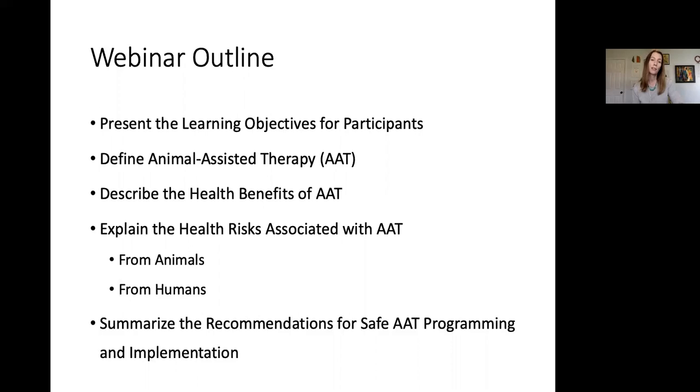And then on the flip side, the other side of the coin, we are going to talk about some of the health risks that can be associated with animal-assisted therapy for both humans and animals, and some of the directional risks that could become a problem. At the end, we're going to go through some of the recommendations that a healthcare accrediting body who does infection control and prevention has recommended for the implementation of quality animal-assisted therapy programs within hospital-based or healthcare settings.